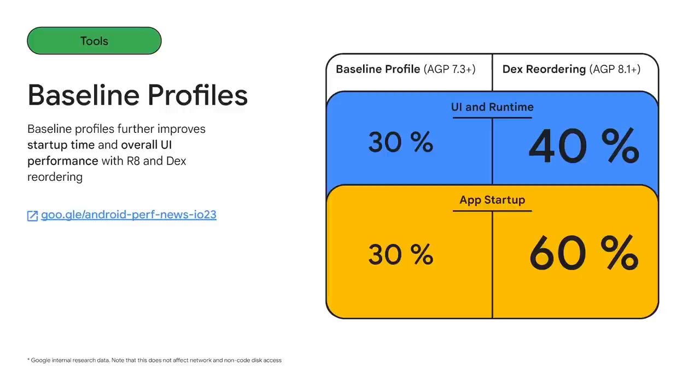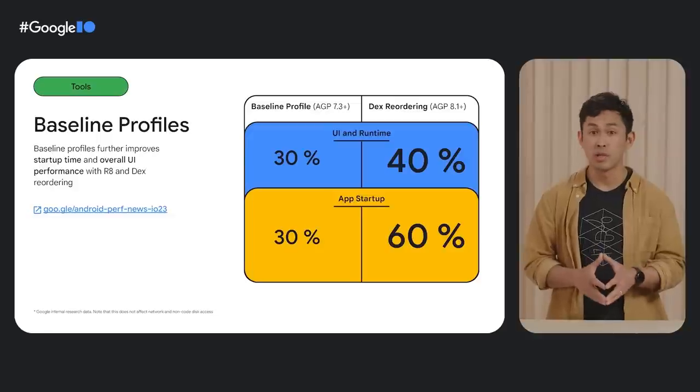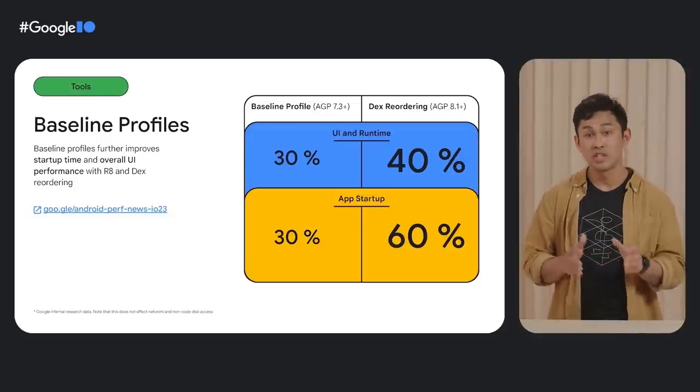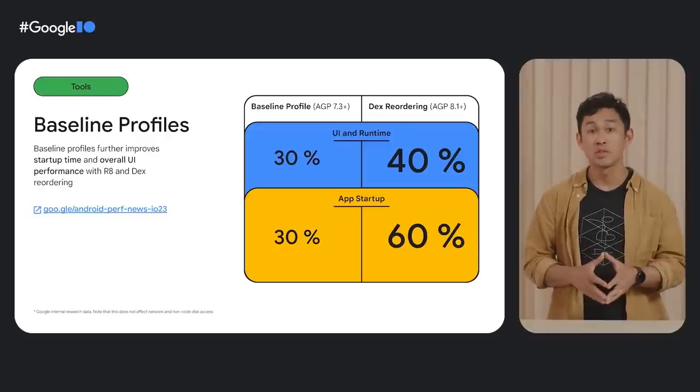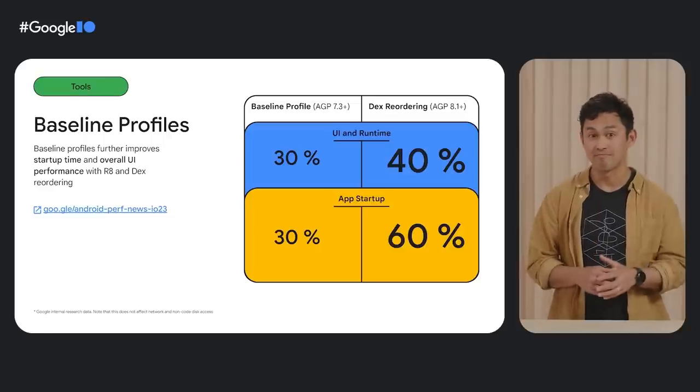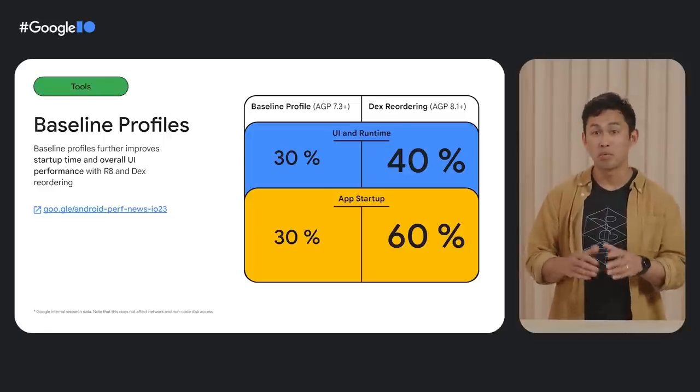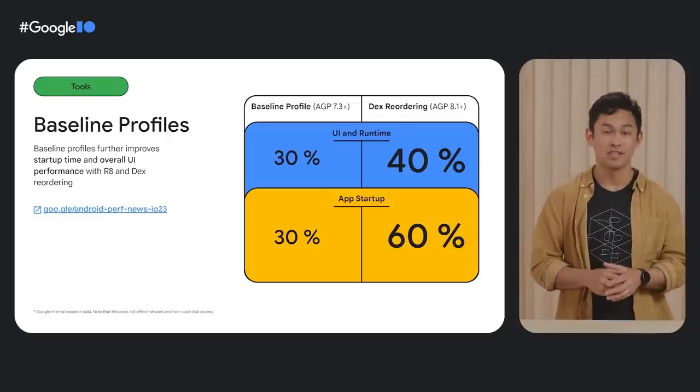Baseline profiles already improve startup time, reduce jank, and overall enhance the UI performance of apps. With Android Gradle Plugin 8, we improve baseline profile efficiency even further, ensuring included rules get reliably picked up. With new developments using R8 and enabling DEX reordering, we now see even more improvements during app startup of around 60%. That's double the improvement of the previous app startup time with baseline profiles.